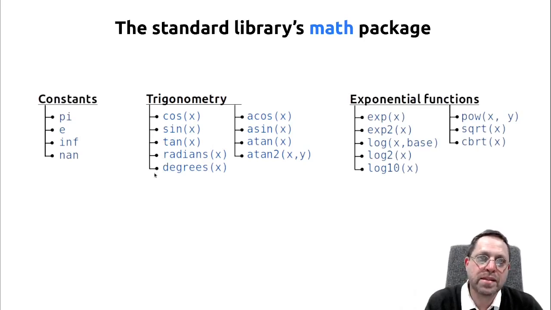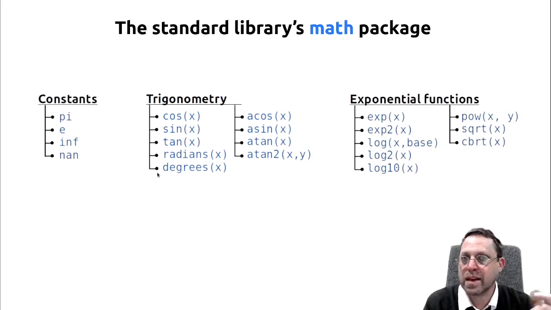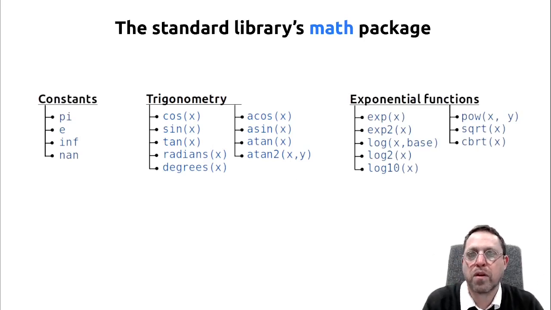These two, radians and degrees, are for translating between radians and degree units of an angle. And then we have the standard inverse trigonometric functions like the arccosine, arcsine, arctangent. And then atan2 is a signed version of the arctangent, where you give it the numerator and the denominator, x and y, and it distinguishes between angles in, say, the first and third quadrant or the second and fourth quadrant.